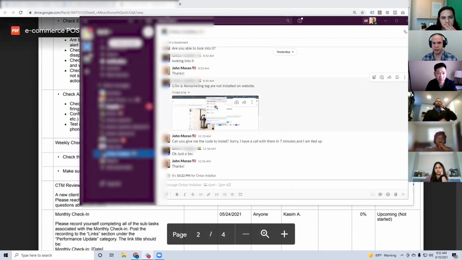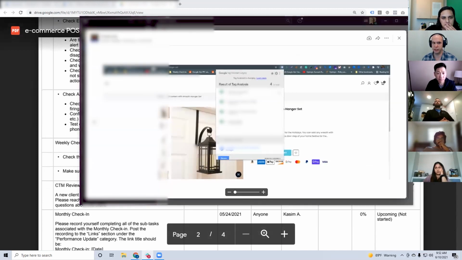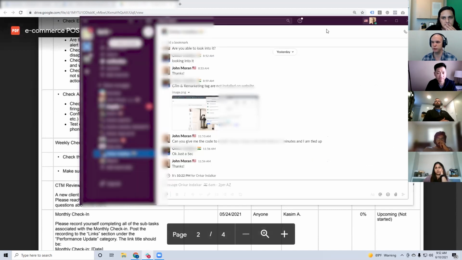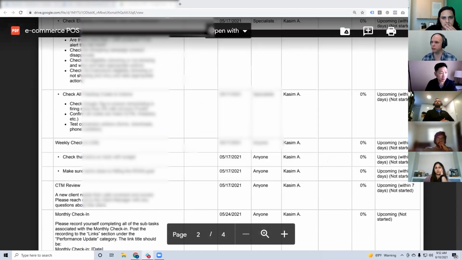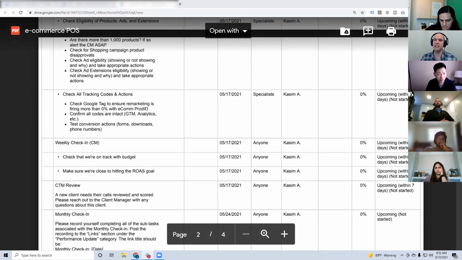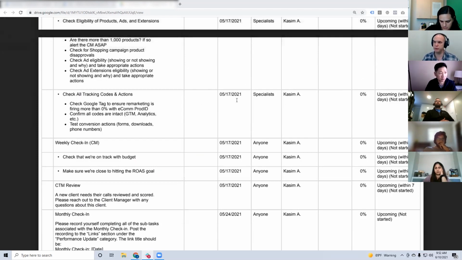GTM remarketing tagger not installed on the website. It fell off of a client's website. All of a sudden, we had some really good performance, and the thing just tanked. Everything looked good. Nothing was disapproved. Nothing inside of Google Ads could have told me why that performance was bad.